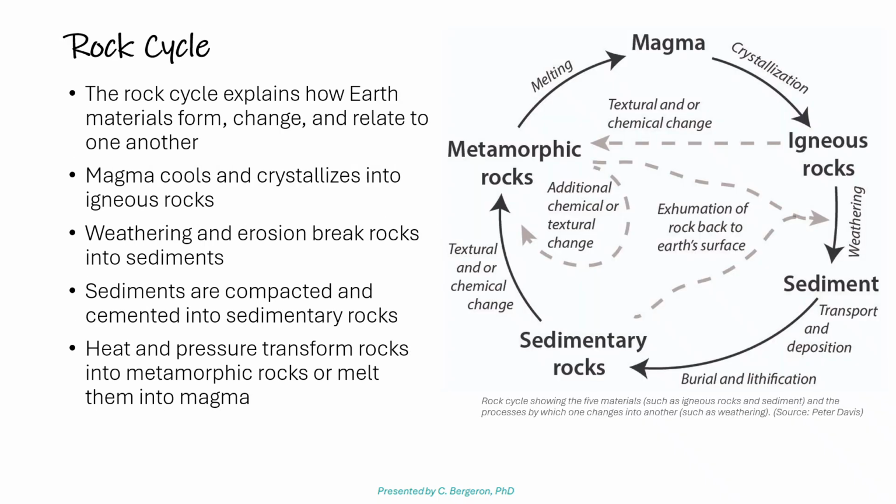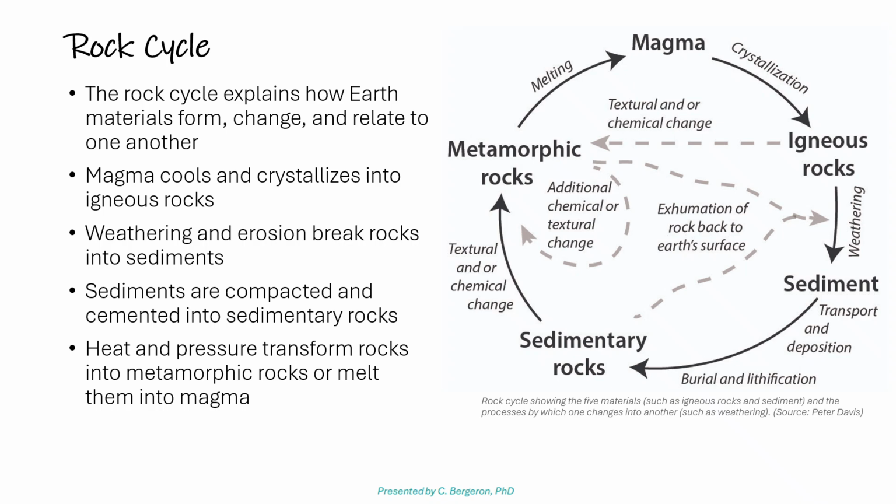The rock cycle explains how Earth materials form, change, and relate to one another. So if we start off, well, I should first start by saying that there are three types of rocks. You have metamorphic rocks, igneous, and sedimentary rocks, right? So let's just say we start with sediment here. We have sediment, think of sand or clay at the bottom of a lake.